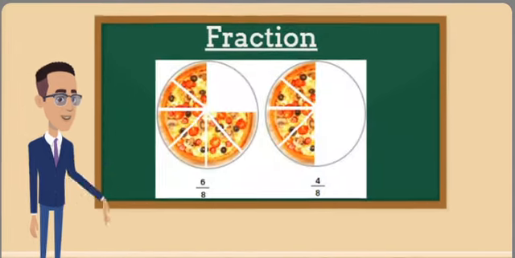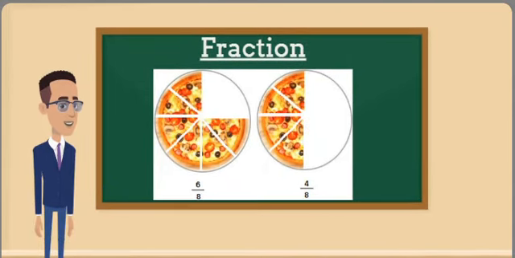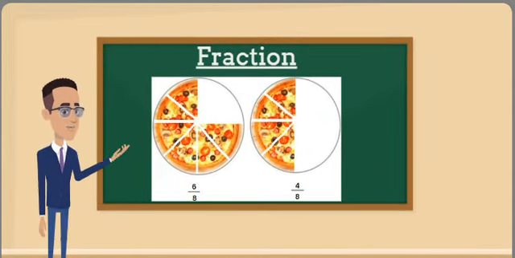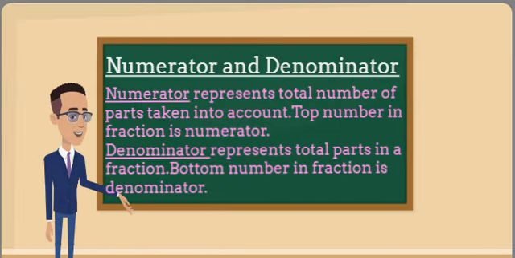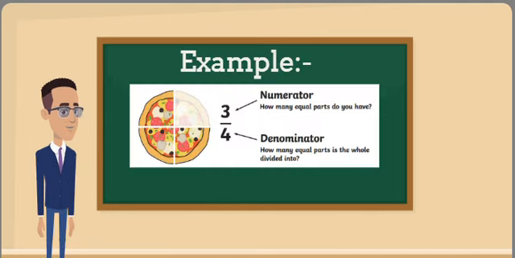So this is an example. In the first one I ate 6 by 8 of pizza, while in the second one I ate 4 by 8 of pizza. Numerator and denominator. Numerator represents the total number of parts taken into account. Top number in fraction is numerator. Denominator represents total parts in the fraction. Bottom number in the fraction is the denominator.